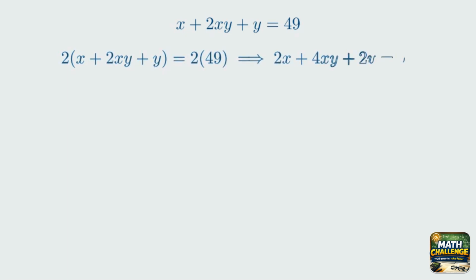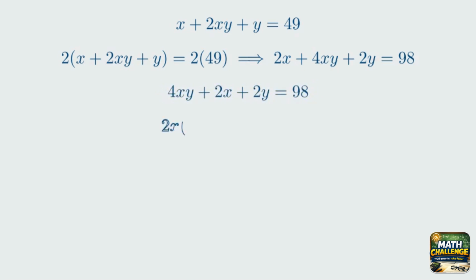Our equation is x plus 2xy plus y equals 49. The goal is still to factor it into something like x plus b, cy plus d. Let's see what happens if we double everything. Multiplying the entire equation by 2 gives us 2x plus 4xy plus 2y equals 98. Now, let's rearrange these terms, putting the 4xy first. We have 4xy plus 2x plus 2y equals 98. This looks promising. Notice the first two terms, 4xy plus 2x. They share a common factor of 2x.